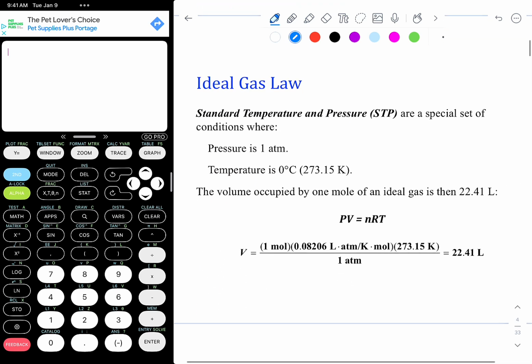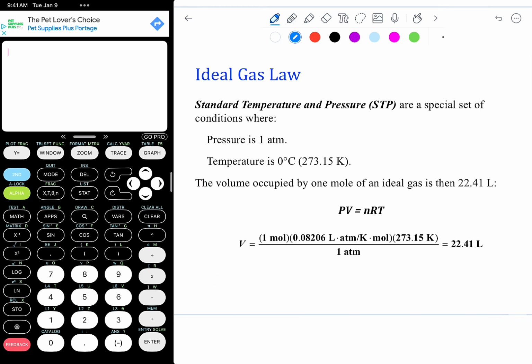I want to reiterate our concept of standard temperature and pressure, also known as STP. STP is a special set of conditions where the pressure is defined as 1 atm and the temperature is defined as 0 degrees Celsius or 273.15 Kelvin. We said previously that the volume occupied by 1 mole of an ideal gas is 22.4 liters, and now we can use our PV equals nRT equation to prove that.